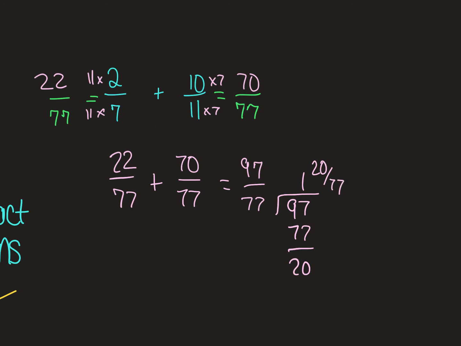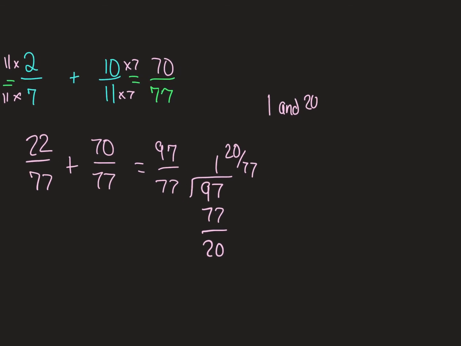If you're typing it into Google Classroom, you're going to use either say 1 and 20 / 77, or you can do 1 _ 20 / 77.